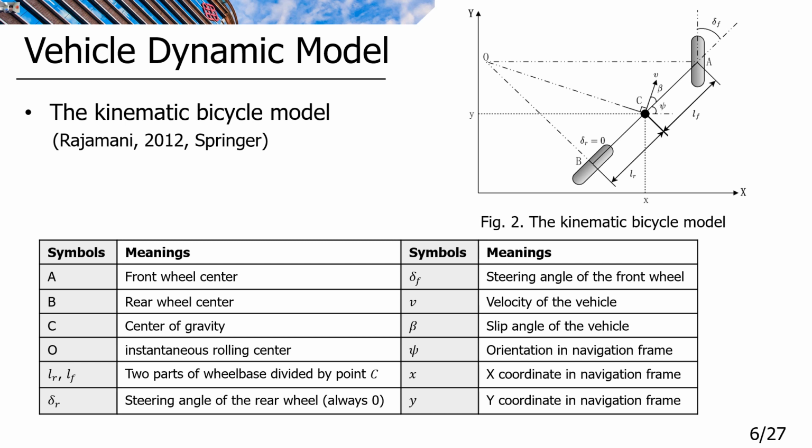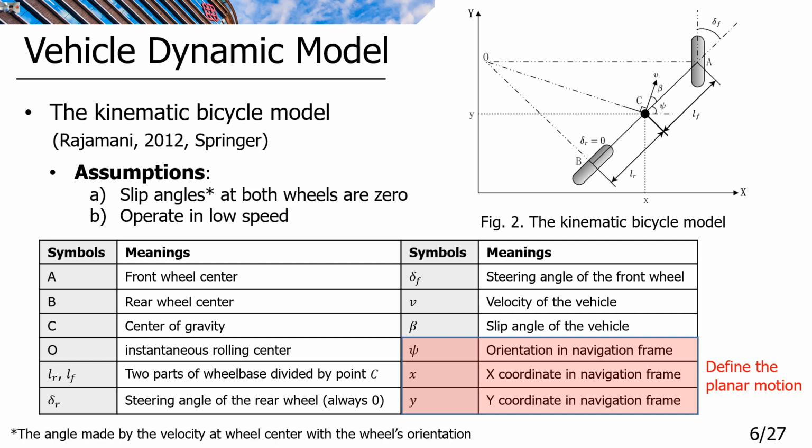The direction perpendicular to the line OC is the velocity direction, and the angle between the velocity and the wheelbase is the slip angle. And the x, y, and the phi of the point C defines the planar motion of the vehicle. Phi is the rotation of the vehicle.